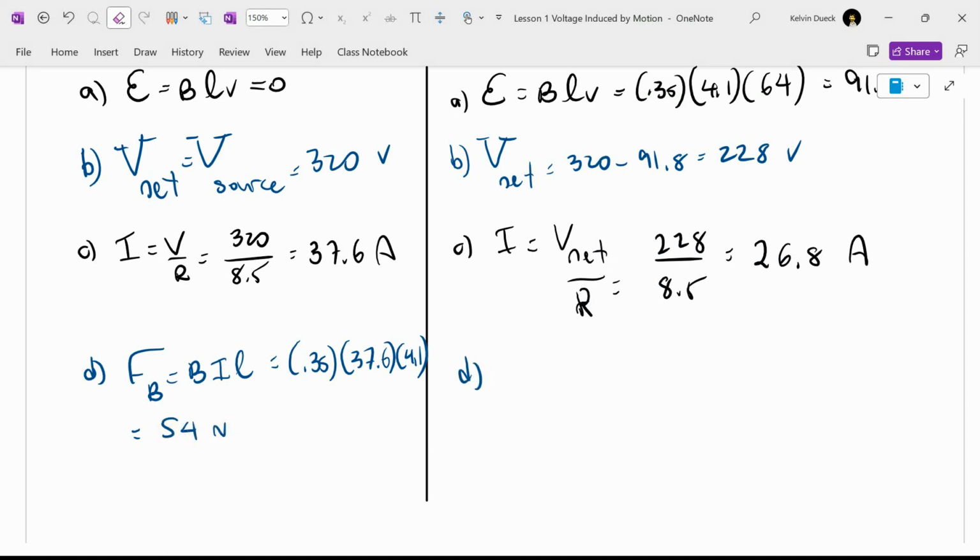But as it speeds up, the force is going to get less and less, the net force.